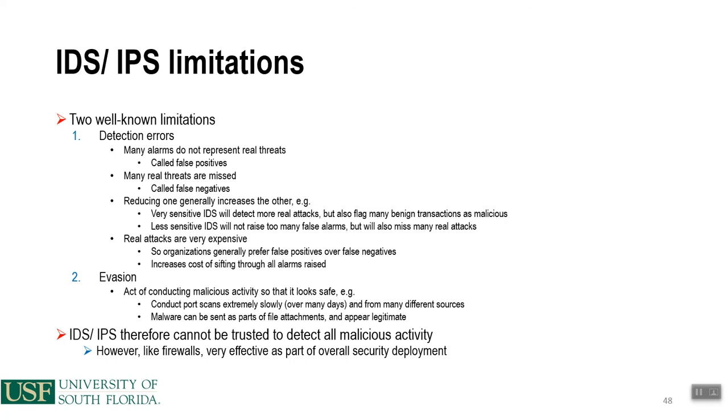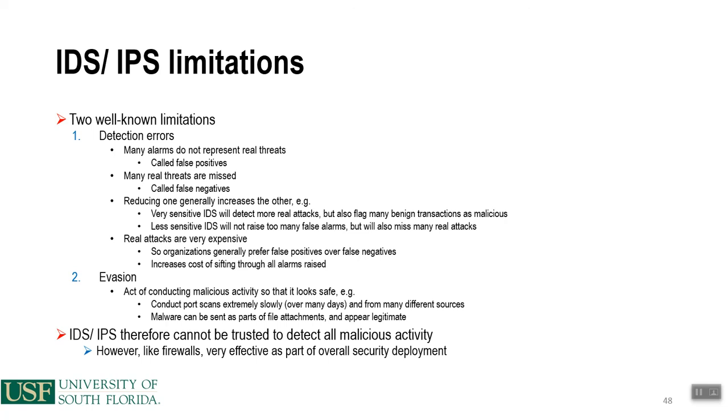A very sensitive IDS will actually detect more real attacks, but it'll also flag many benign transactions as malicious. It's very, very sensitive to any type of traffic that's coming through. A less sensitive IDS will not raise too many false alarms, but will also miss real attacks. Generally speaking, you want to have a more sensitive IDS than a less sensitive IDS. The reason for this is that you're going to be blocking more of the real attacks, because real attacks are very expensive. So organizations generally prefer false positives over false negatives, and it increases the cost of sifting through all of the alarms raised. But that's still better than the cost of having an actual cyber attack happening.